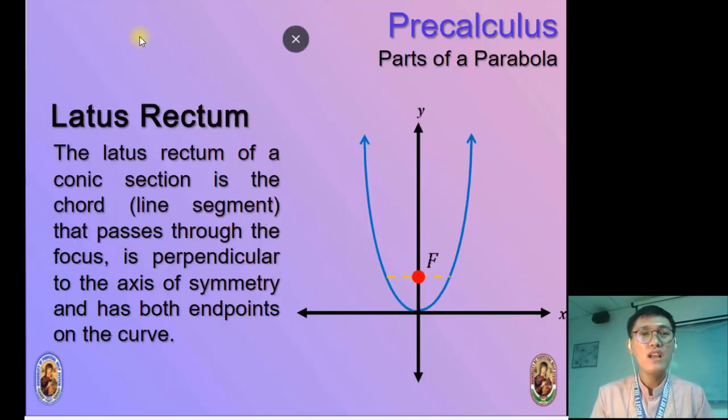Next here, we have the latus rectum. The latus rectum of a conic section is the chord. When we say chord, it's a line segment that connects two points on the curve that passes through the focus. So if we're going to draw the latus rectum, from this point, it must pass through the focus and to the other endpoint of the parabola. It's perpendicular also to the axis of symmetry and has both endpoints on the curve.